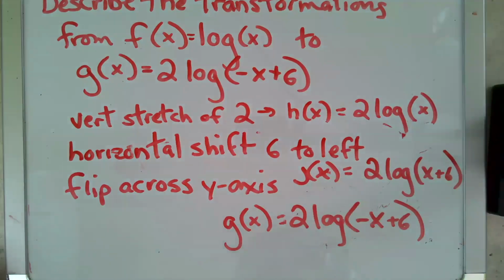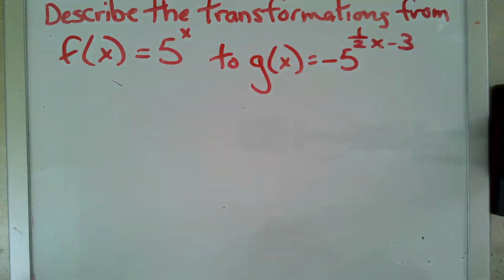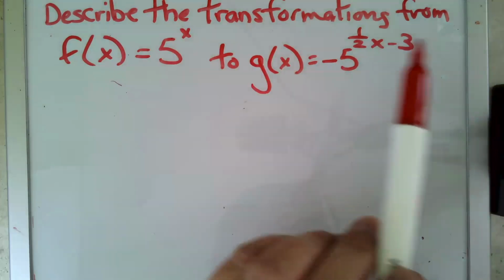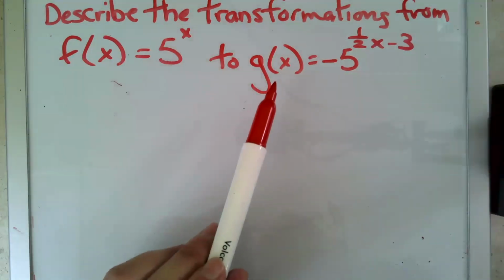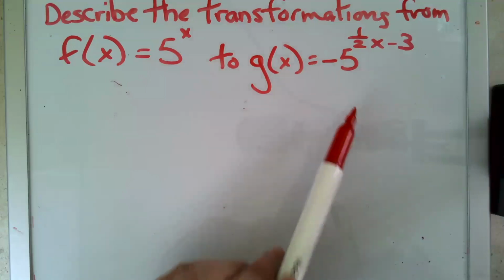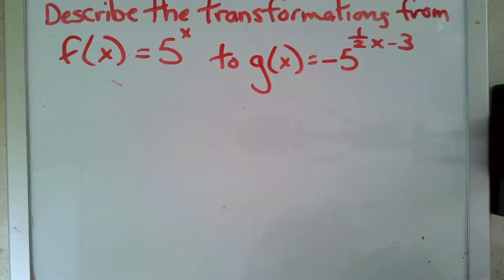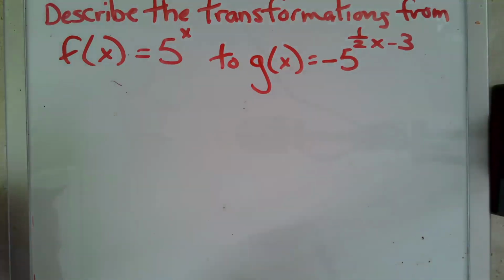Okay, let's take a look at another one. So this time we've got an exponential. Describe the transformations from f of x being 5 to the x to g of x being negative 5 to the 1/2 x minus 3. Okay, again, let's list them, let's put them into effect, and let's make sure we've accurately described them.